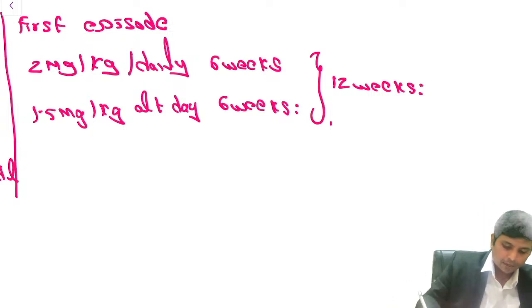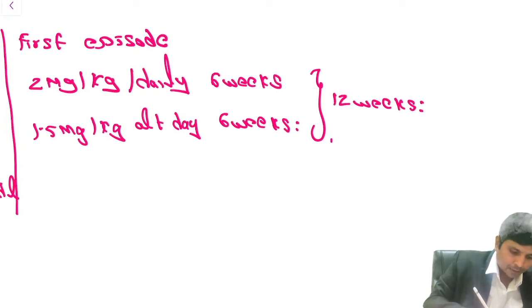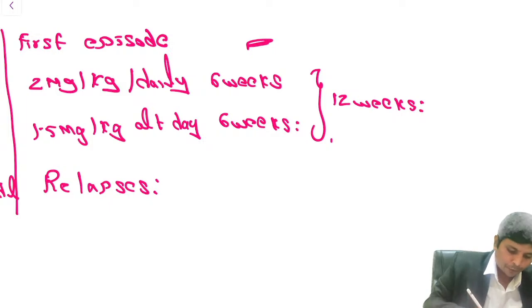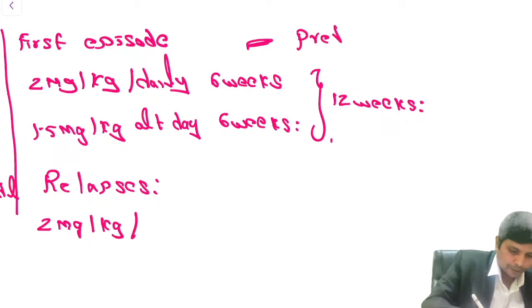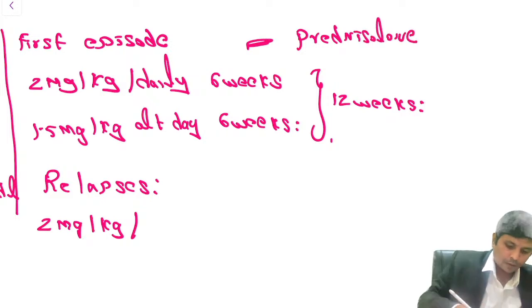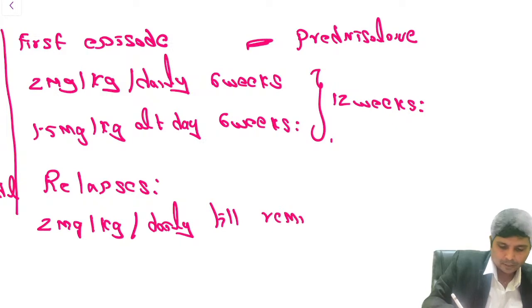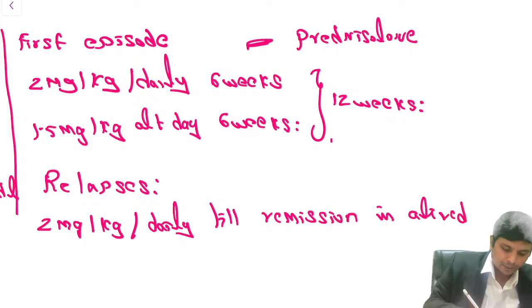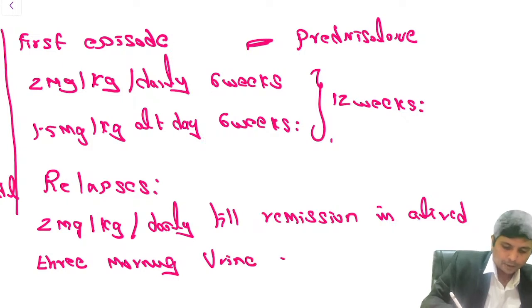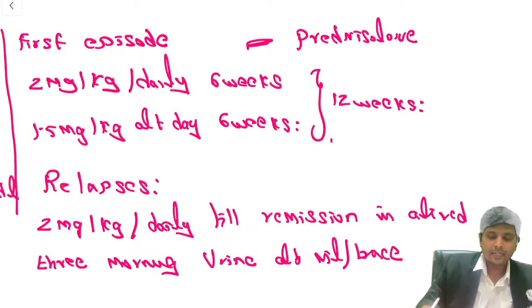So what is the treatment for subsequent relapses? Prednisolone is the drug of choice. You give 2 mg per kg of prednisolone daily till remission is achieved. What do you mean by remission? Remission means 3 morning urine albumin nil or trace. So you need to give prednisolone 2 mg per kg till remission is achieved.